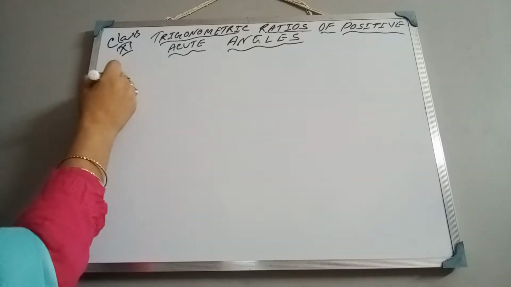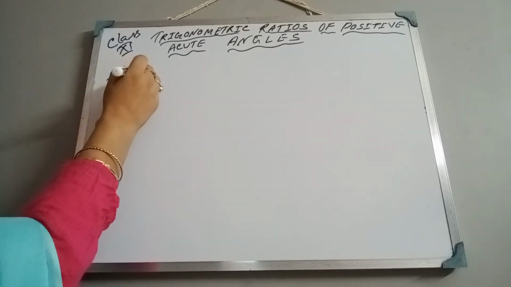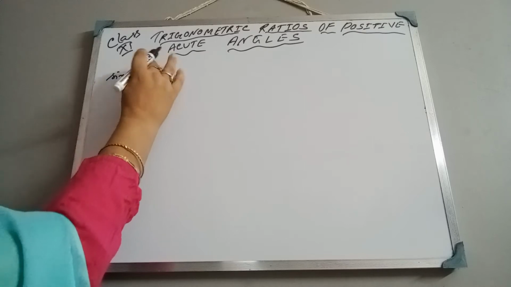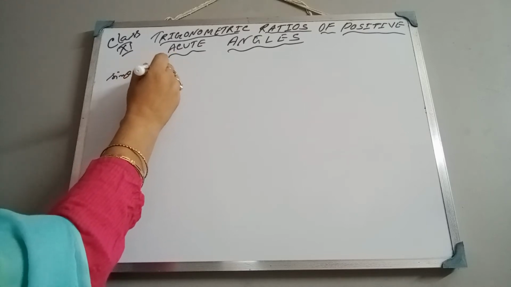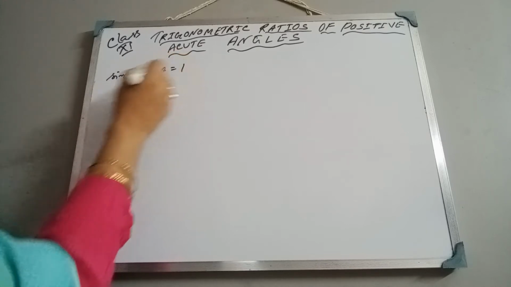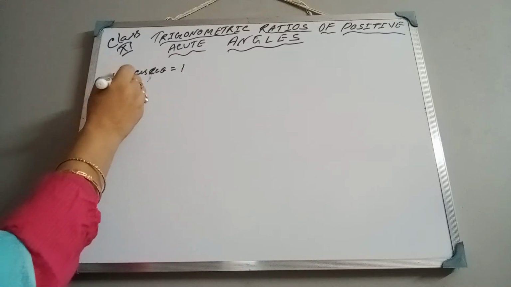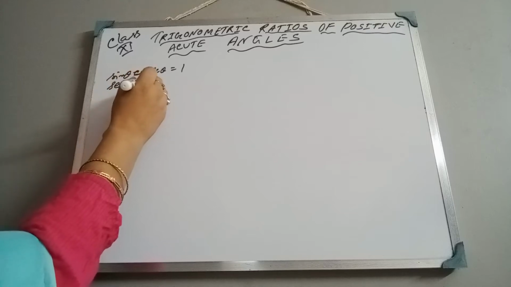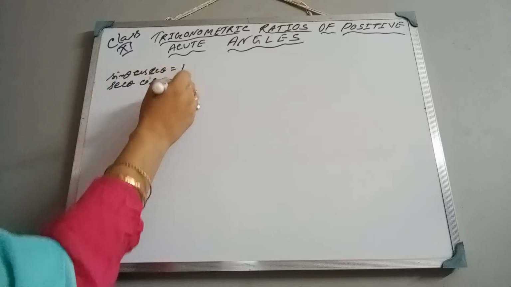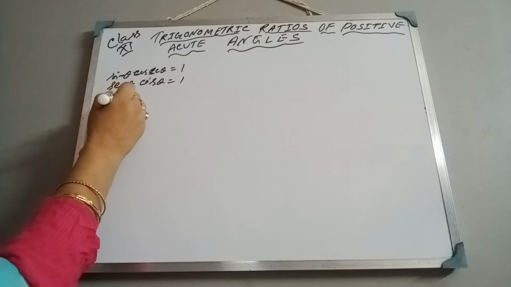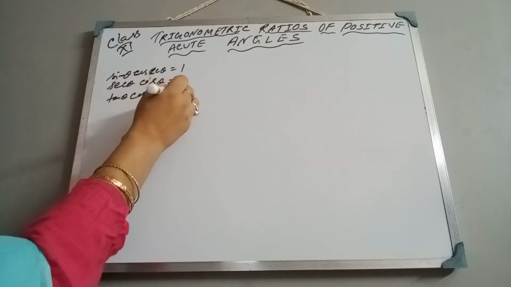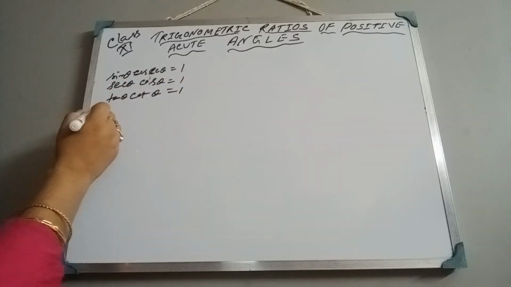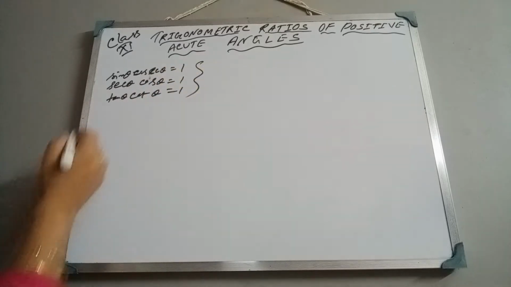Okay, the first one is, let us recapitulate the formulas. First we know sine theta, everything will be required again. Sine theta into cosec theta is equal to 1. Sine and cosec, we know these are reciprocals. Sec theta into cos theta is equal to 1. Tan theta into cot theta is also equal to 1. And these are the reciprocals.